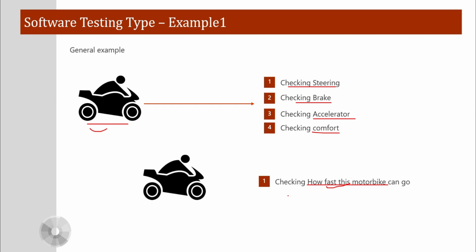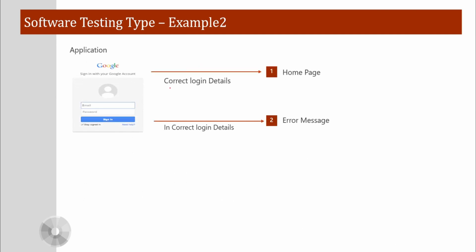Okay, and now let's take another example which is related to an application. For example, we have an application which is Google. You're trying to log in to Google. Here we have a set of requirements. We will discuss more about what a requirement is and where we get these requirements from. But for example, after entering the user email ID and password, once you click on the login button, the expected outcome is that the homepage should be loaded when you enter correct login details. Or when you enter incorrect login details, you should get some error message. This is your expectation, right?